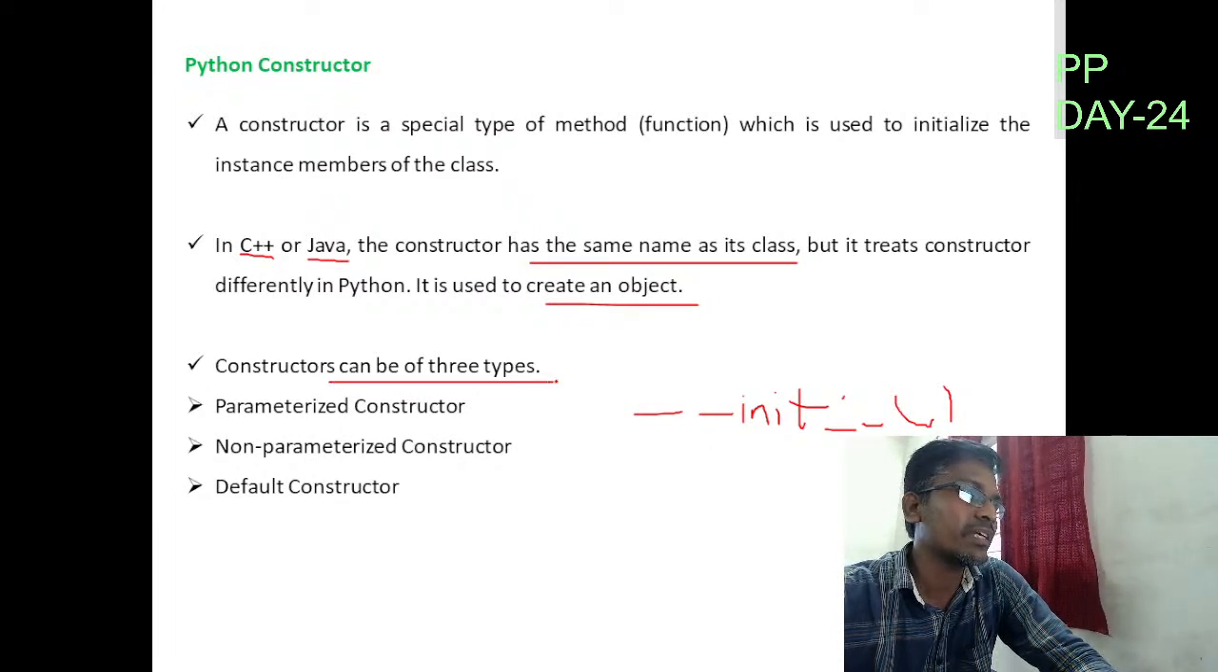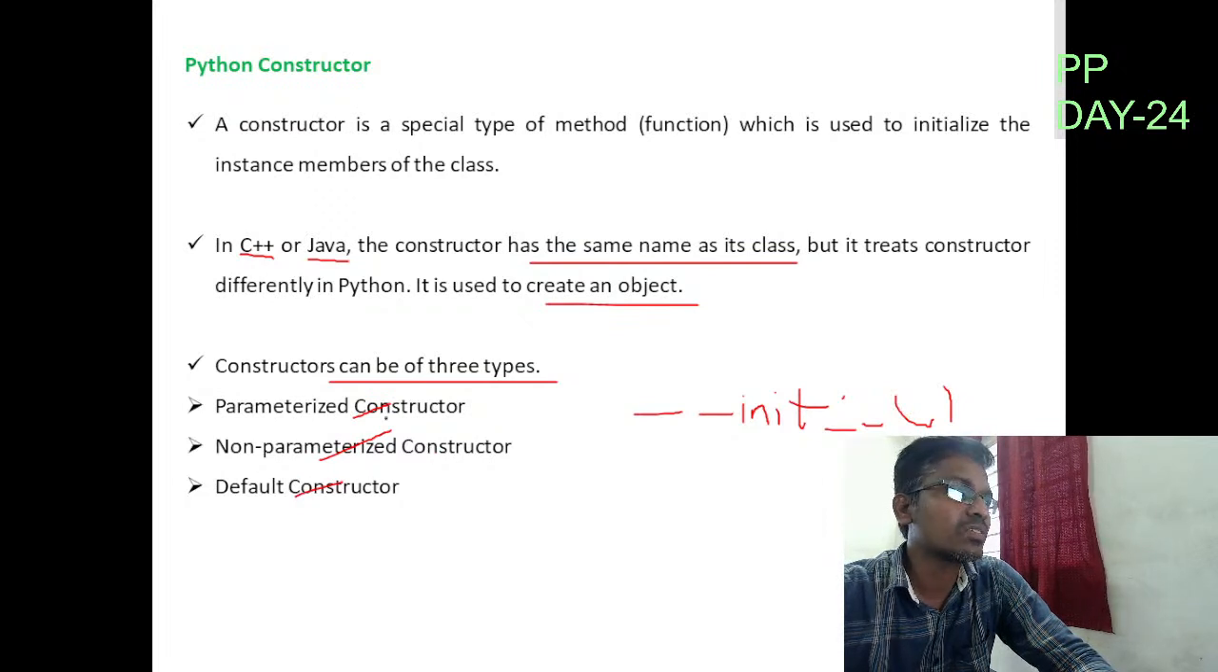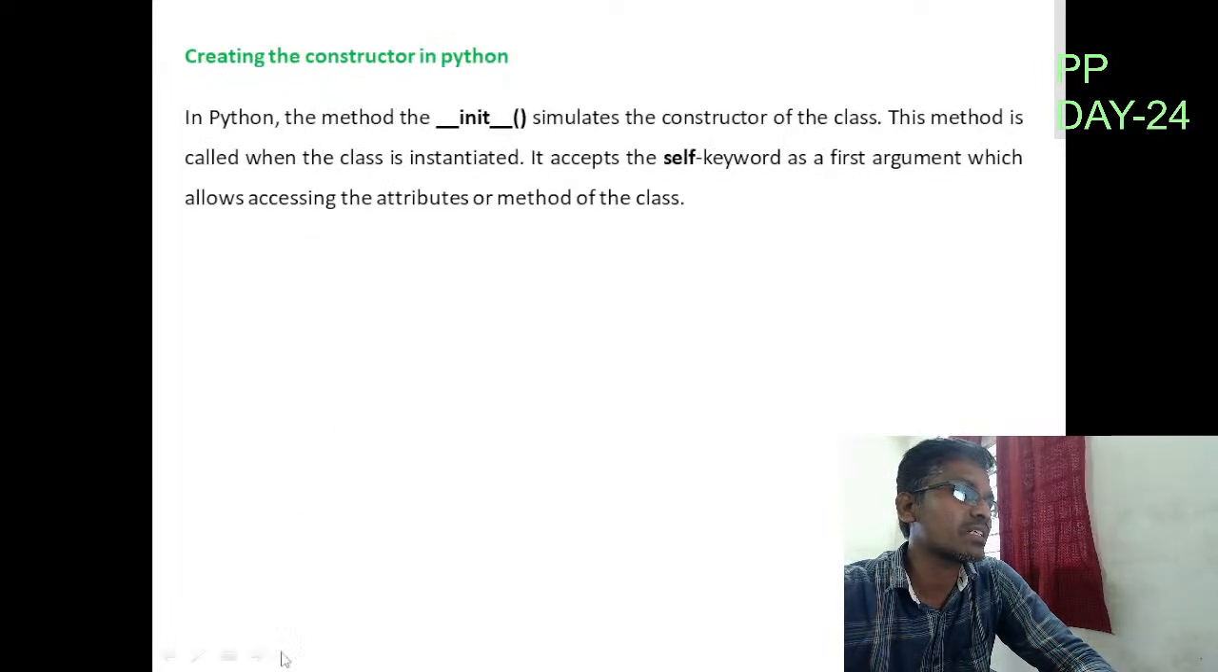These are the different types of constructors in Python: parameterized constructor, non-parameterized constructor, and default constructor. So these are the three different types of constructors. I said already how we create a constructor in Python: by using the underscore init underscore function.